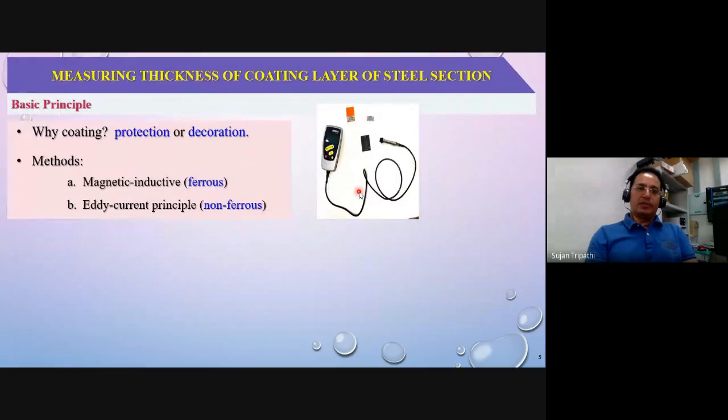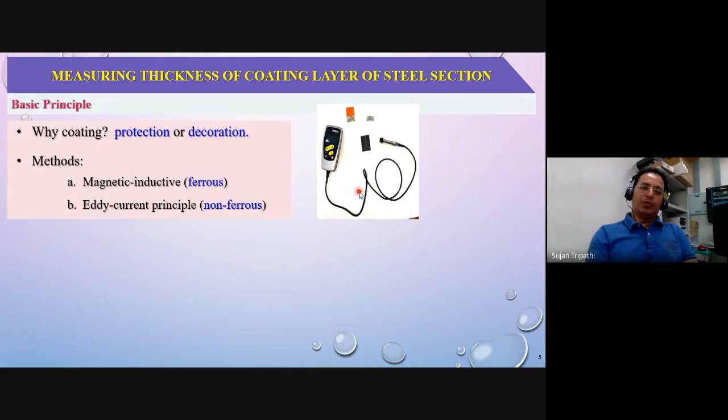Okay, now the next step is measuring the thickness of the coating layer of the steel section. Why are coating layers provided on the steel? Basically, it is used to prevent rusting, so we can call it protection. And the next one is decoration purposes, right?